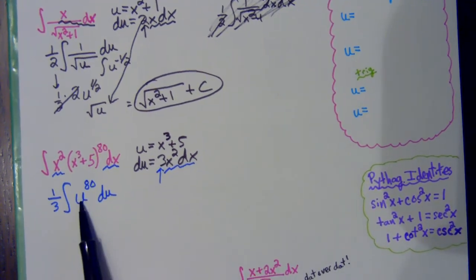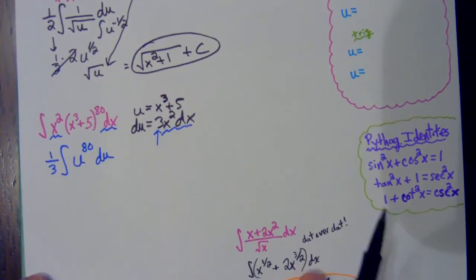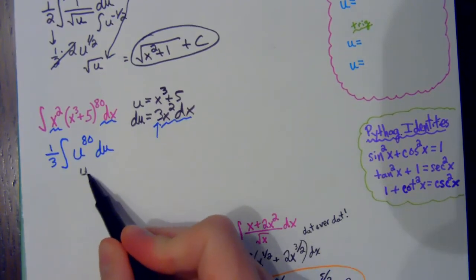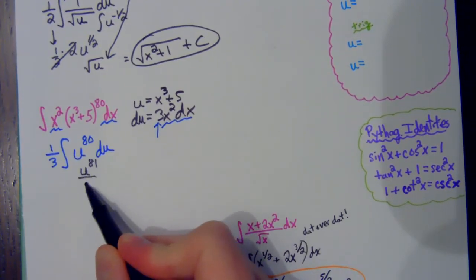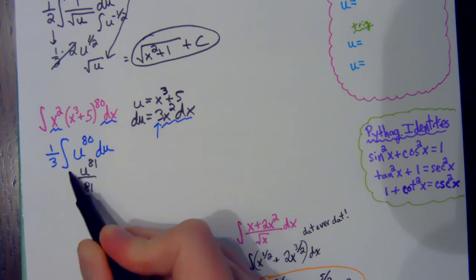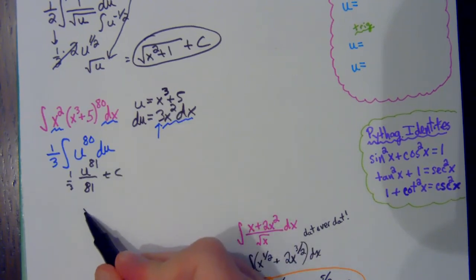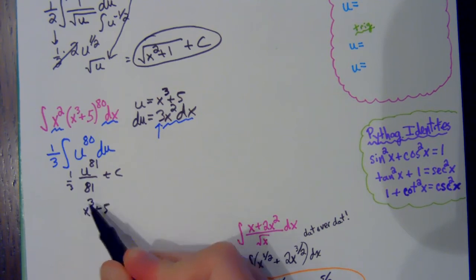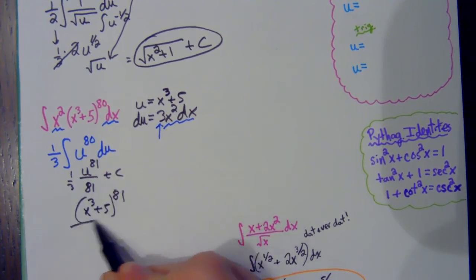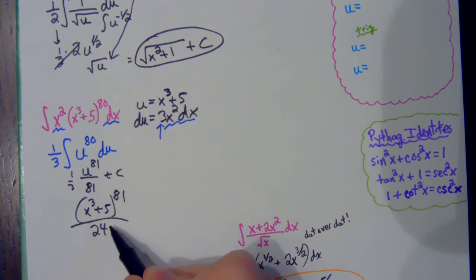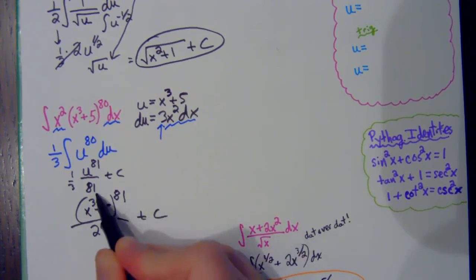So now that you got an easy u to the 80th power, now you just integrate this like normal and add 1 to that power, divide it by that same power, carry down the 1/3, and then we're going to plug the x's back in. So we're going to get x cubed plus 5 to the 81st, and then 3 times the 81 is going to be 243, and then you can tag on that plus c.